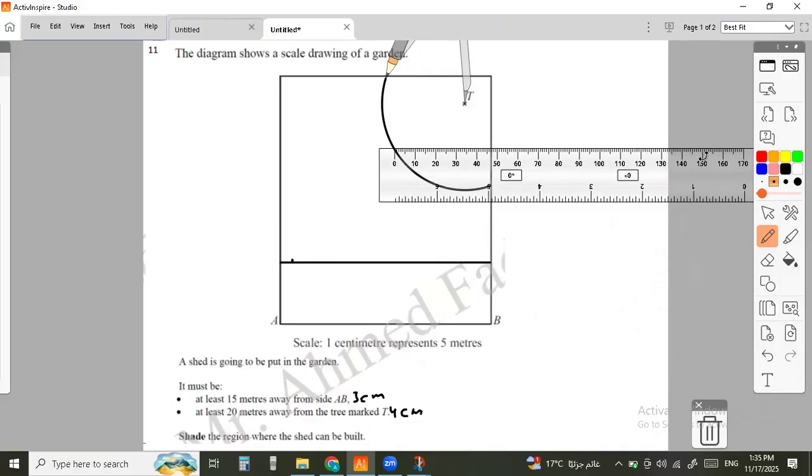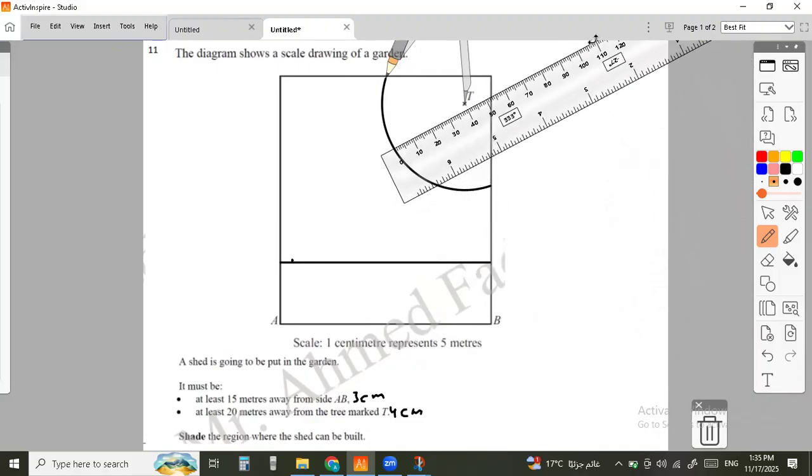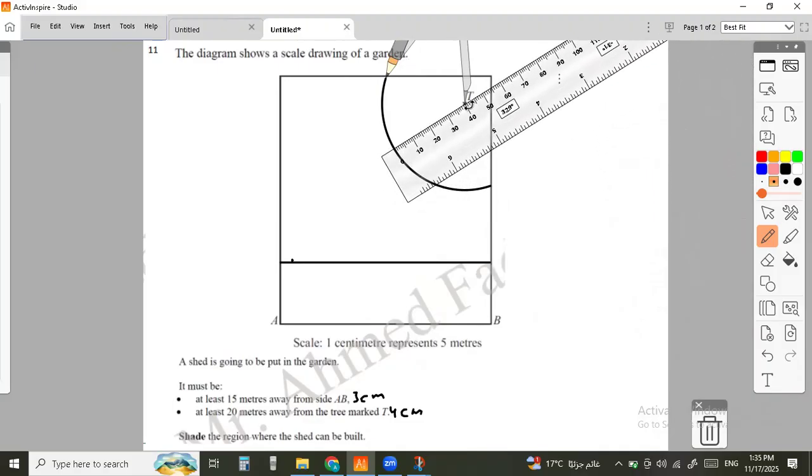Seriously? Here we go. Look at this. Whoa, yes. 4 centimeters away from here until the arc. Any point you're going to find that it is 4 centimeters away from the tree. How did you do this? Just using the compass, opening it to 4 centimeters, and from the tree, start drawing the arc 4 centimeters.